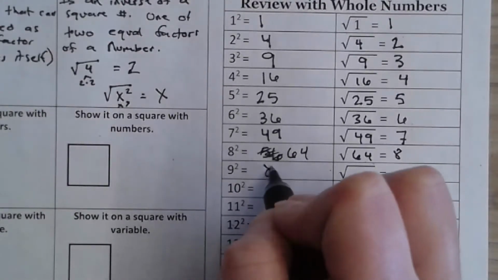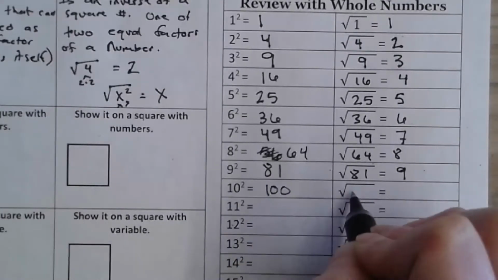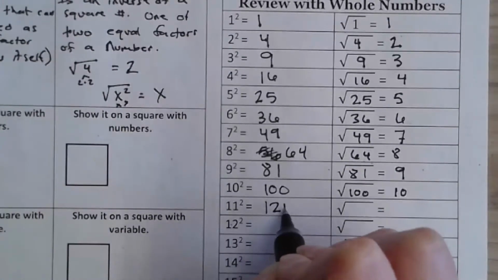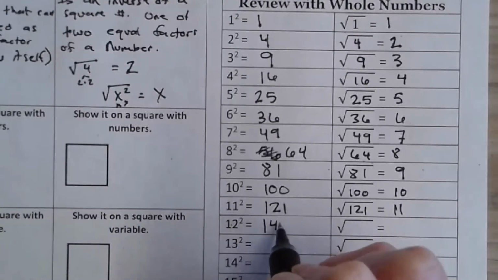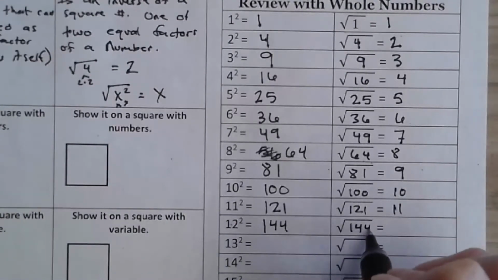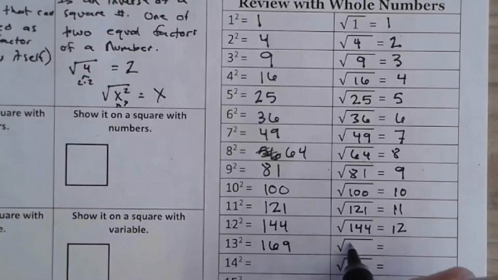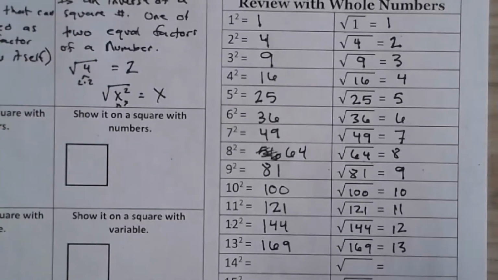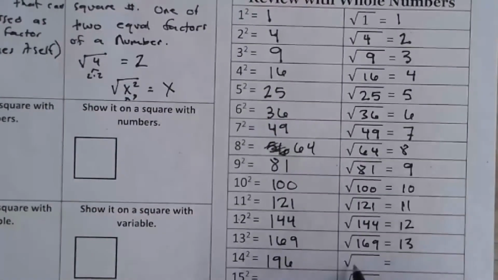9 times 9 is 81. The square root of 81 is 9. 10 times 10 is 100. The square root of 100 is 10. 11 times 11 is 121. The square root of 121 is 11. 12 times 12 is 144. The square root of 144 is 12. 13 squared is 169, so the square root of 169 is 13. 13 and 14 is nice, because if you know 13 is 169, 14 is just simply 196. They switched positions. So the square root of 196 is 14.